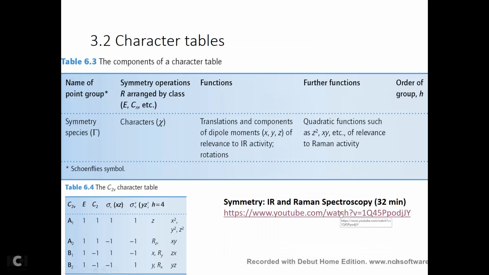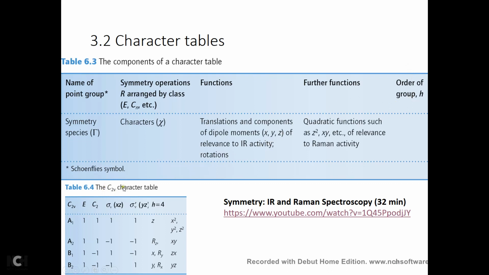Section 3.2 Character Tables. First, let's look at the components of a character table: the name of the point group, symmetry operations, functions, more functions, the order of the group, etc. So let's look at one specific example.